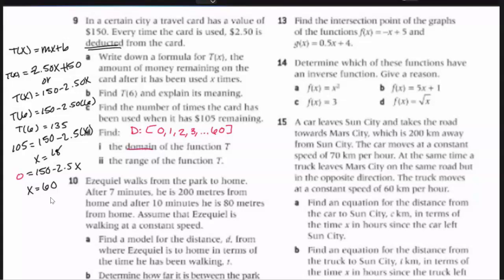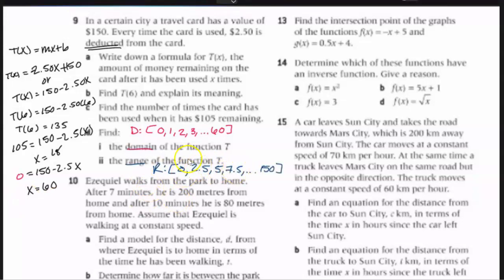So we have these. The range of your function talks about money, so the actual amount on your card. So for the range, I need to find my pattern. Now I know the least amount of money I can have on that card is 0 after I used up all the money, and it's going by 2.5 increments. And the most amount of money I can have on that card is 150.